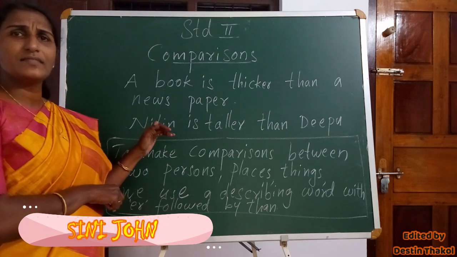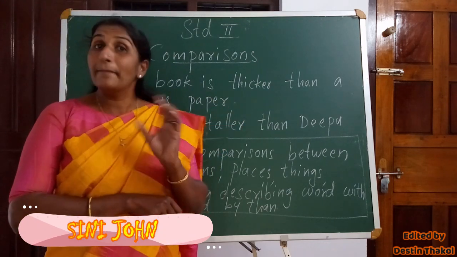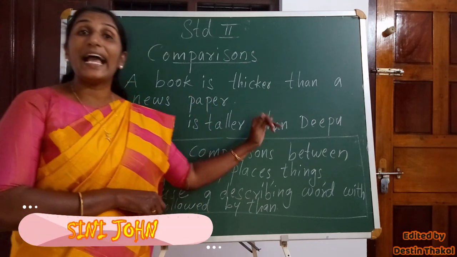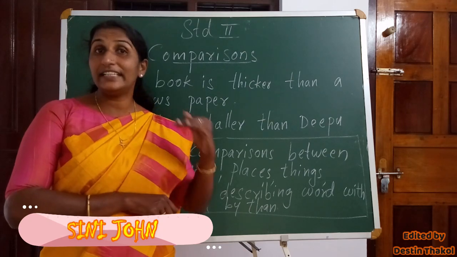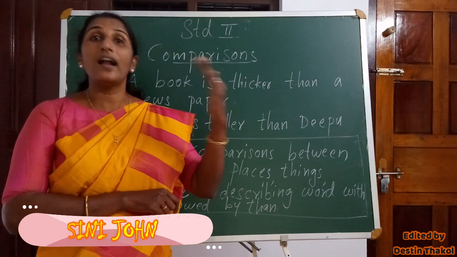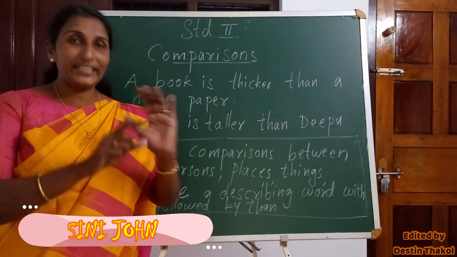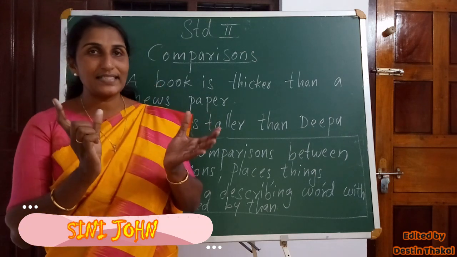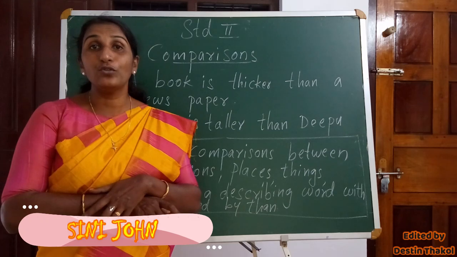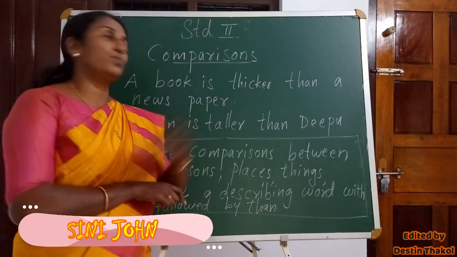Well, let's see this. Here we are comparing two persons. See, Nitin is taller than Deepu. Nitin is taller than Deepu. Who is taller than Deepu? Nitin. So here we can see the comparison between two persons. Nitin is taller than Deepu.